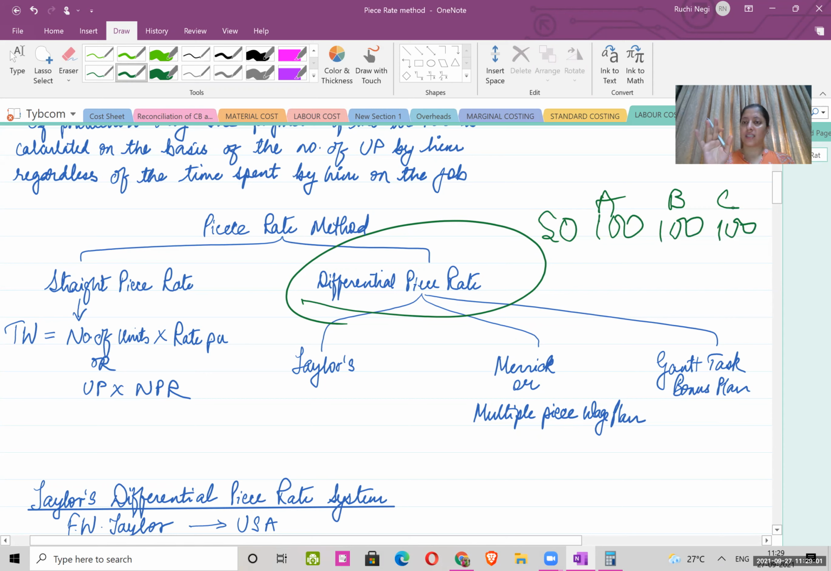They have to make this many units every day, how many, 100 units. But I find out by the end of 8 hours that by the end of the day A has made 120 units, B has made exactly 100 units, and C has made 90 units. Is this clear to you?